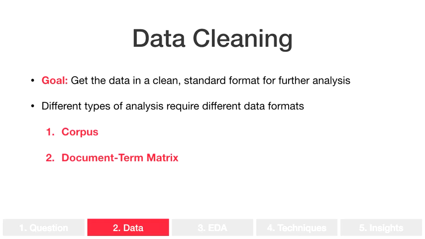OK, so we've gathered our data. We have 12 comedians. Now we have to clean that data. So our goal for this step is to get the data in a clean, standard format that we can use for further analysis. And we're going to get our data in 2 types of formats. The first is just a general corpus, which we'll talk about in a bit. And the second, which involves a little bit more work, is a document term matrix.